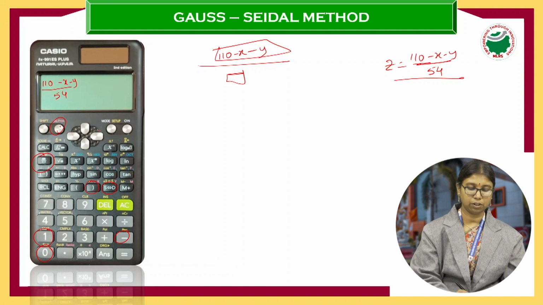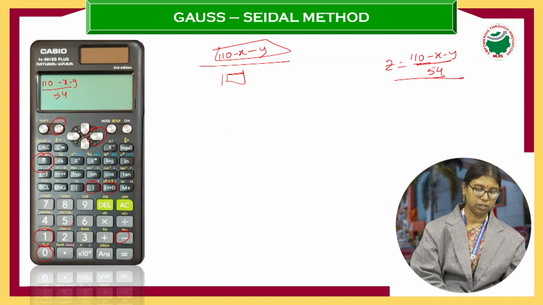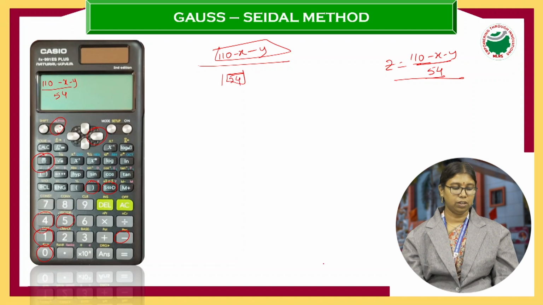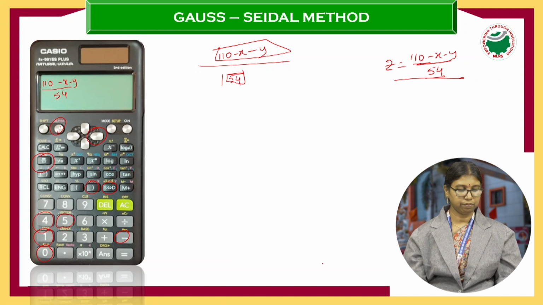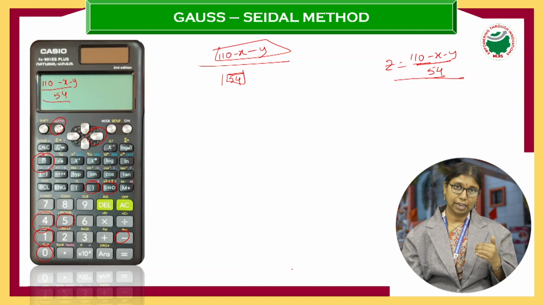Now press the right arrow, then you will get the cursor in the denominator. Here you have to enter 54. Just press 5 and 4, then you will get 54 in the denominator. Now on the screen you have 110 minus x minus y by 54. Now you have to calculate the value.